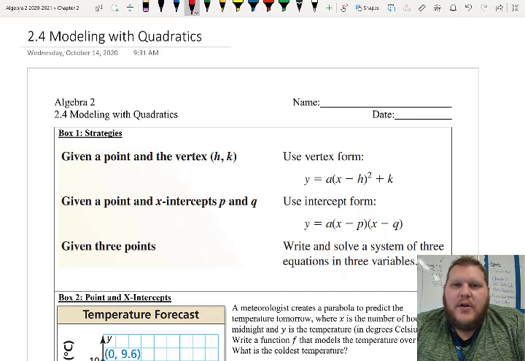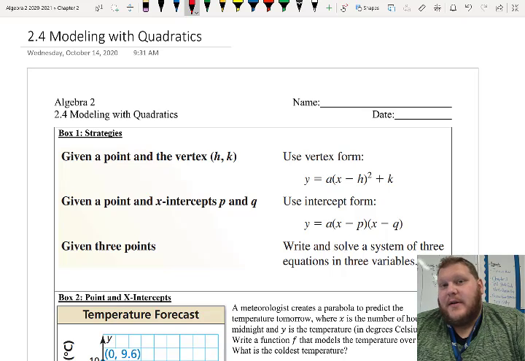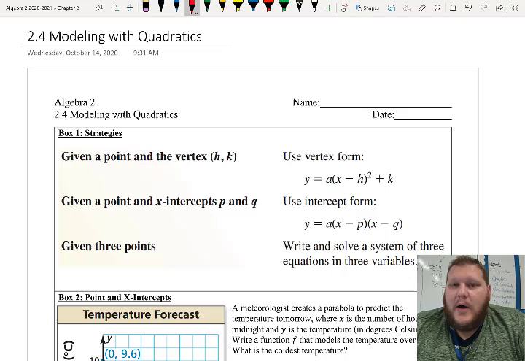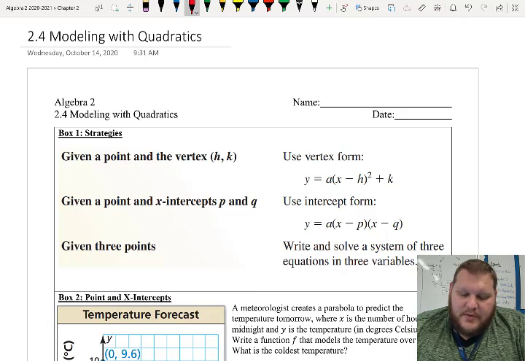Hey guys, today we're doing our last section for chapter 2.4, which is all about modeling with quadratics. So basically all of our word problems for quadratics, how we handle those, how we write our equations. For 2.4, we're going to be given our information in three different ways. We've got three different strategies that we're going to focus on for today. And those three strategies are based on what information we're given.